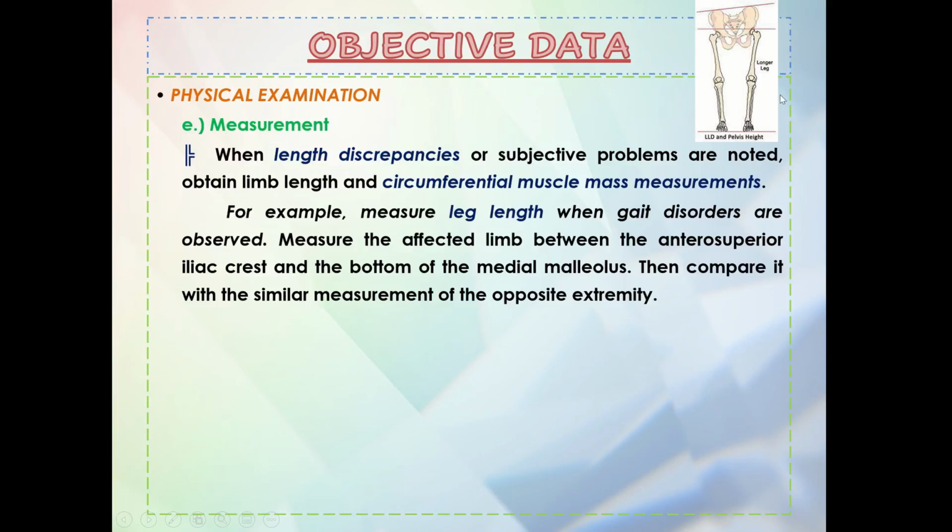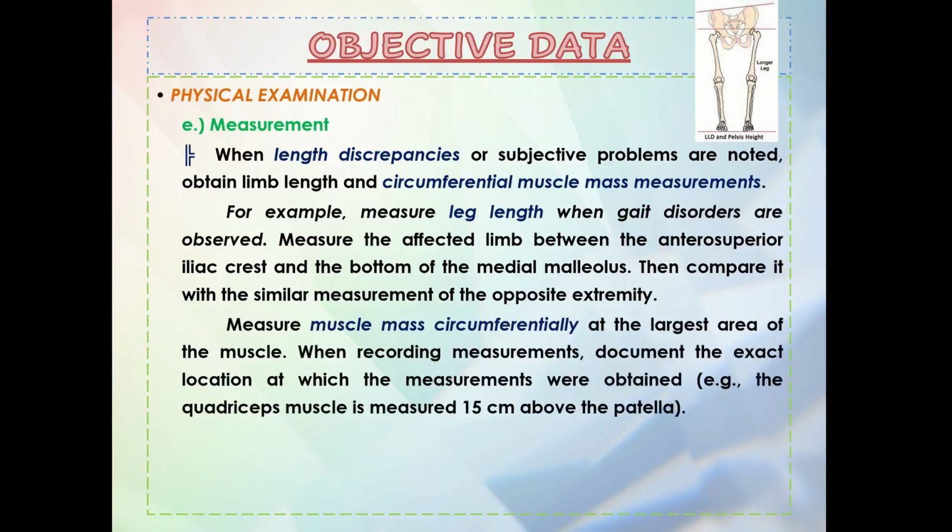between the anterosuperior iliac crest and the bottom of the medial malleolus and compare with a similar measurement of the opposite extremity. So, measure muscle mass naman circumferentially at the largest area of the muscle mass. When recording measurements, document the exact location at which the measurements were obtained. For example, the quadriceps muscle is measured 15 centimeters above the patella. So, you have there the exact location.